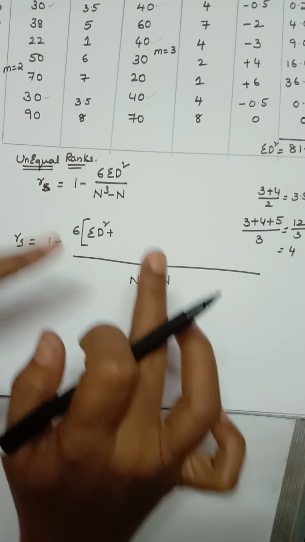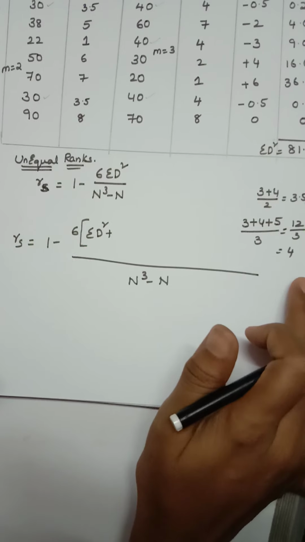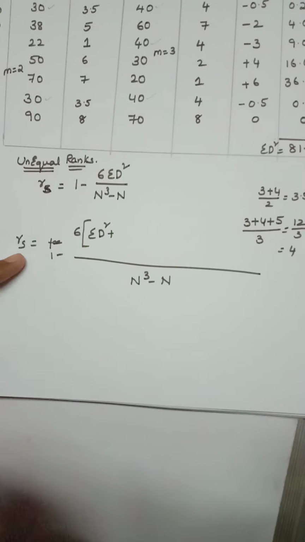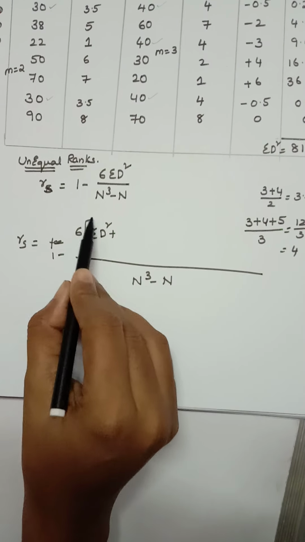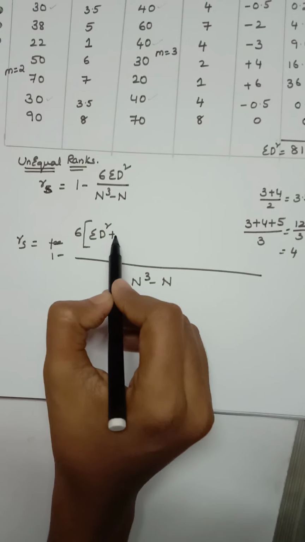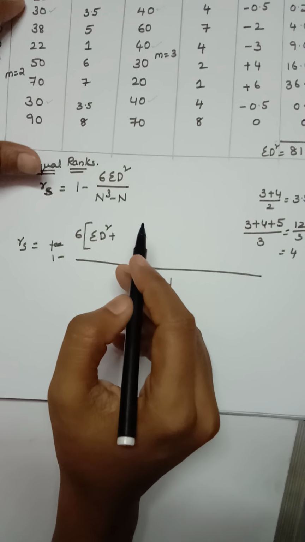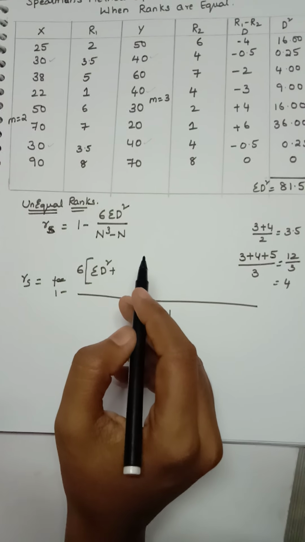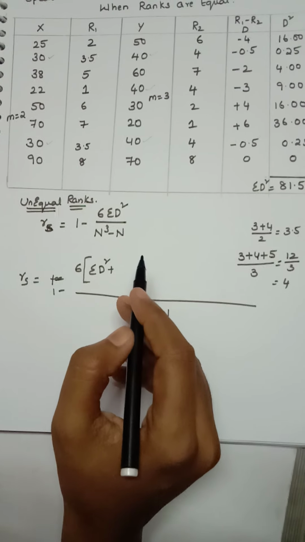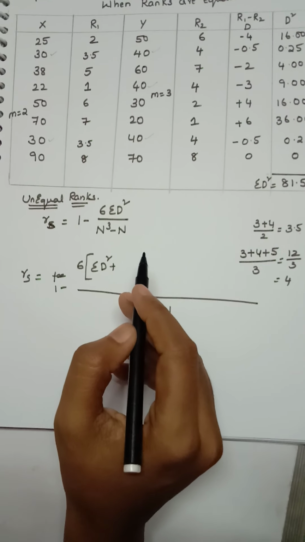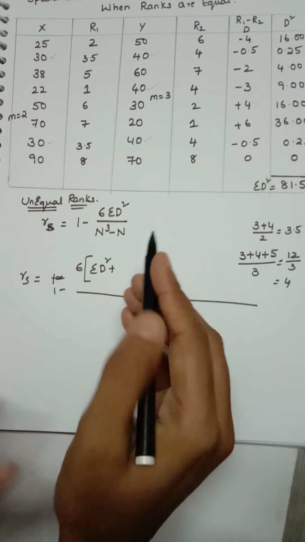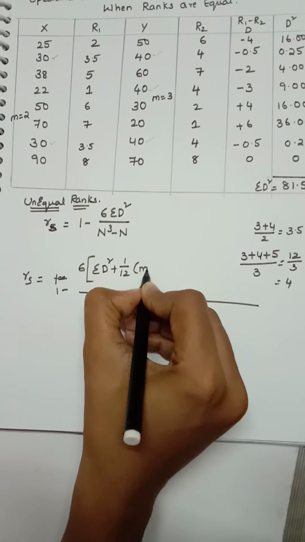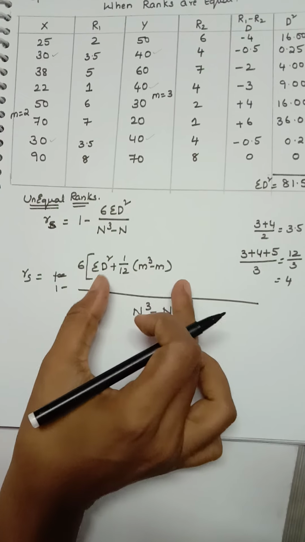If you learn this formula and if you know the technique of how to expand the formula, it's more than enough for you. So here, 1 minus 6 of summation D square plus, coming to the x variable, 30 is repeating 2 times. Only one variable is repeating 2 times, so we need to write one set of the pattern. That is 1 by 12 m cube minus m. This is a standard set.